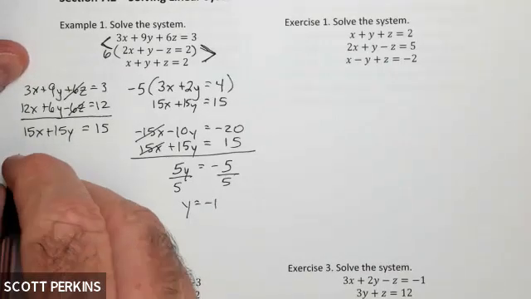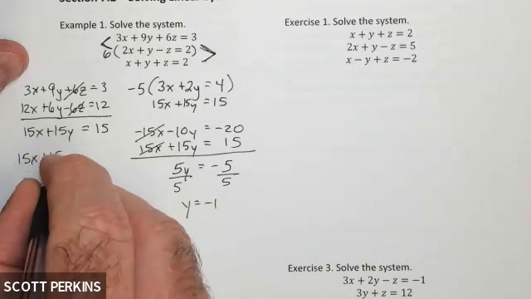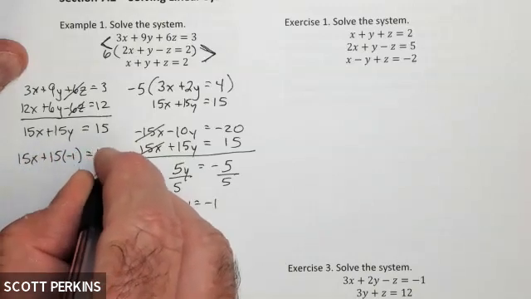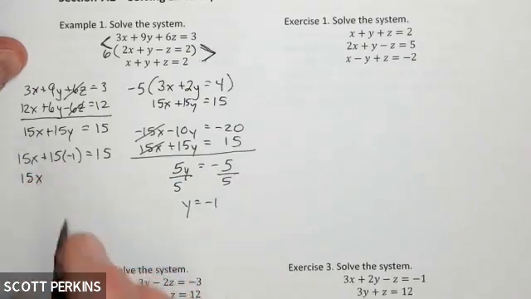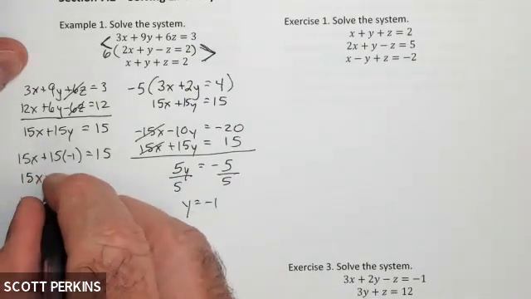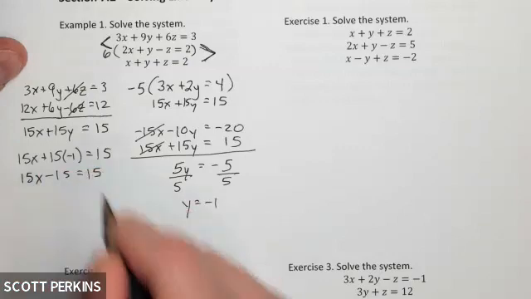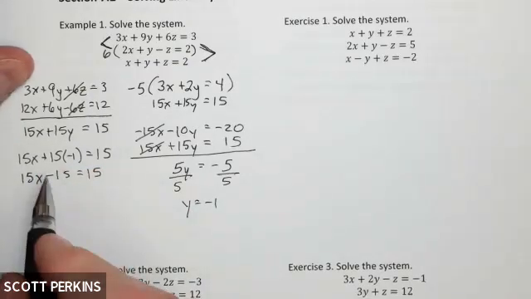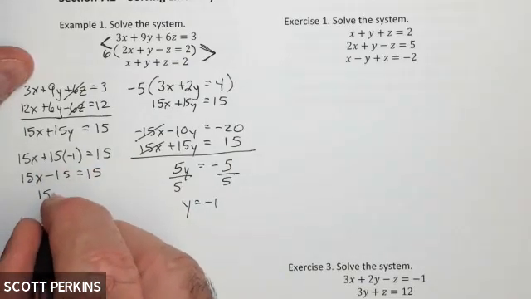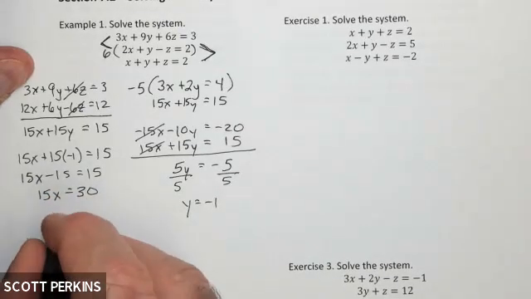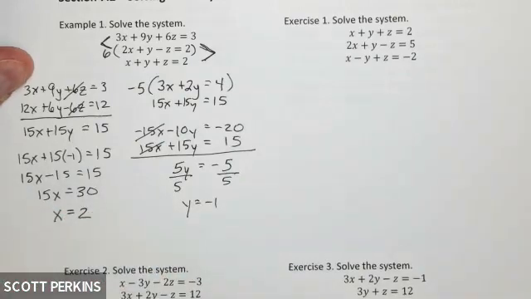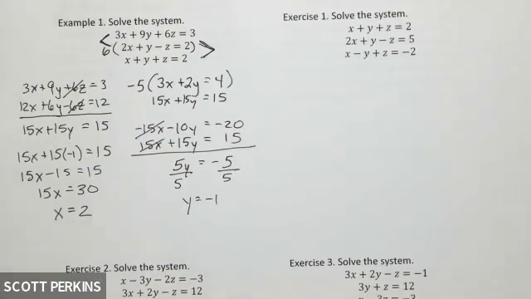So I've got 15x, and 15 times negative 1 is negative 15. I'm going to add the 15 to both sides and get 15x equals 30. Then I'm going to divide both sides by 15, and I get x is equal to 2. So there's my x value that goes along with the y. So now we've done almost all the work. We're 95% done with the problem.